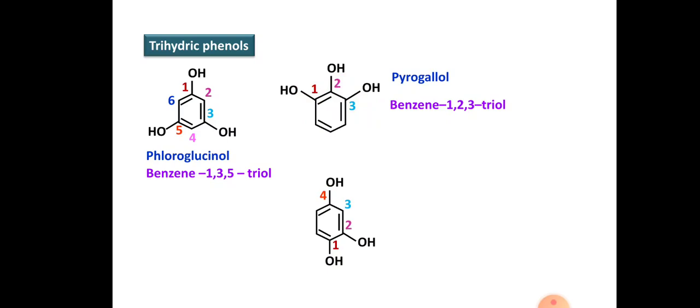Now the next example. Here these two OH are close and this one is away, that means they are at different positions. Then here 1, 2, 3, 4, okay, because all three OH groups come from this direction, 1, 2, 3. Therefore the name of this compound is benzene 1,2,4-triol. Benzene 1,2,4-triol.